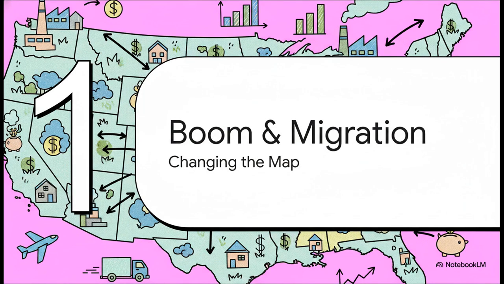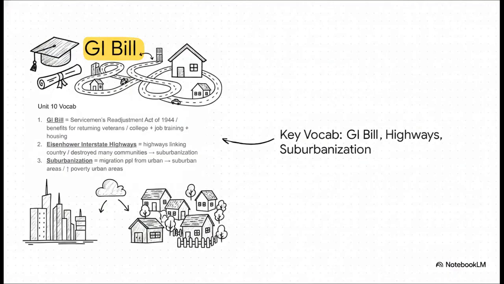So, Section 1. Post-war boom and migration, changing the map. Let's kick things off with some absolutely crucial vocabulary. First, you've got the GI Bill. This provided just incredible benefits for returning veterans, opening up access to college, job training, and housing.